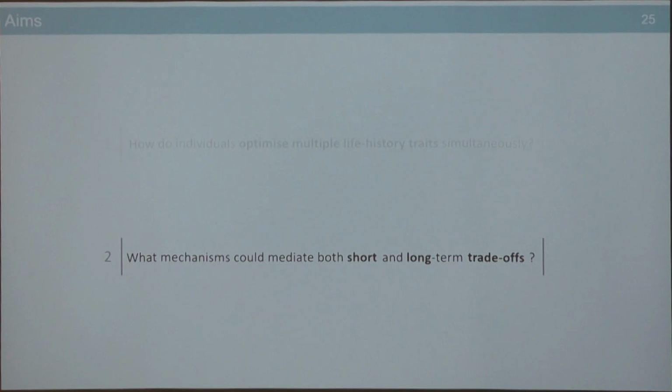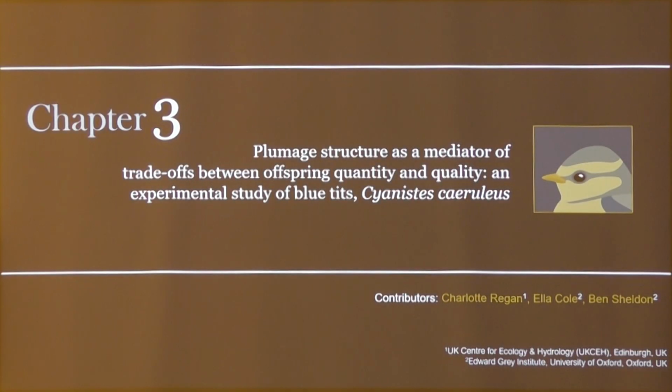So now actually asking how feather quality might mediate both short and long-term trade-offs. First focusing on the short-term trade-offs. I looked at how plumage structure might act as a mediator of the trade-offs between offspring number and quality, using an experimental study of blue tits.